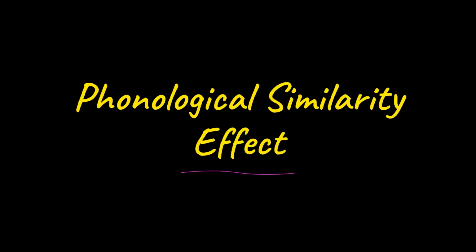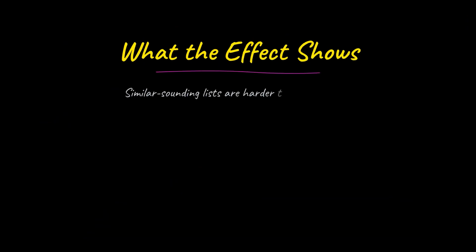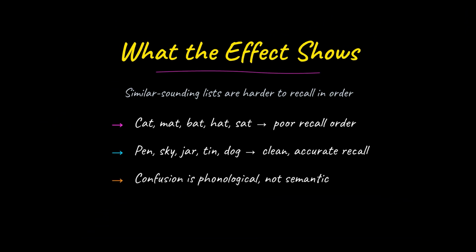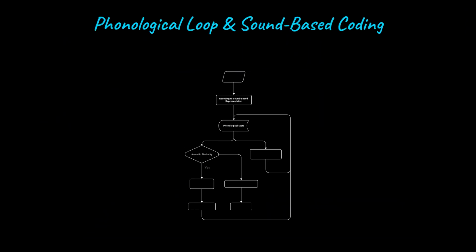The phonological similarity effect reveals something fundamental about how verbal information is stored in short-term memory. It tells us that the working memory system encodes spoken and written words using a sound-based code, not a visual or semantic one. Compare 2 lists, one where every word rhymes and one where the words sound completely different. People consistently scramble the order of the rhyming list, even though the words themselves are unrelated in meaning. The confusion is purely about shared sound features. Inside Baddeley and Hitch's working memory model, visually presented words are converted into a sound-based code and held in the phonological store.